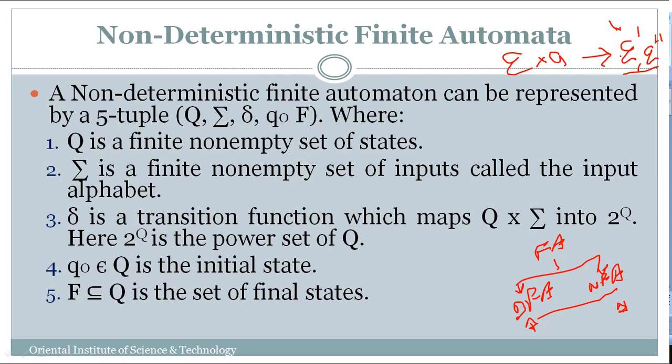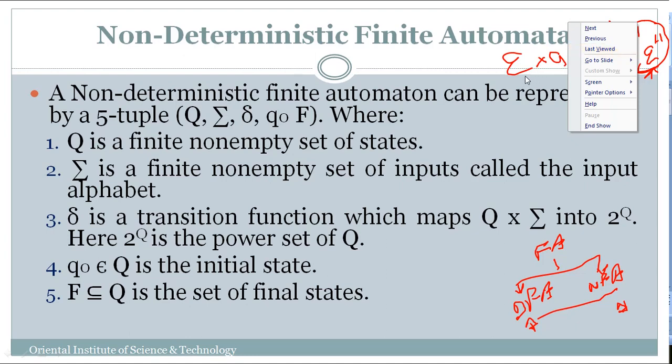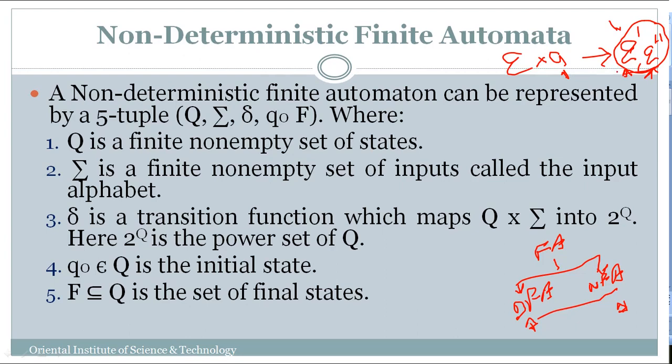That means you can't decide, or it is very tough to decide, whether we have to reach Q1 or Q2, because both options are there. So this shows the non-determinism. That means on a particular state, on getting some input, we can reach two or more than two states. So finite automata can have non-determinism.